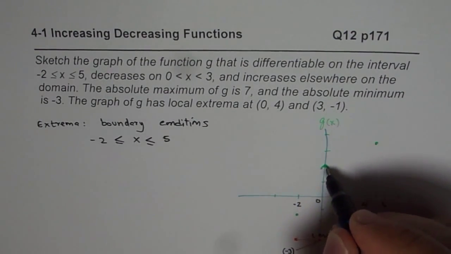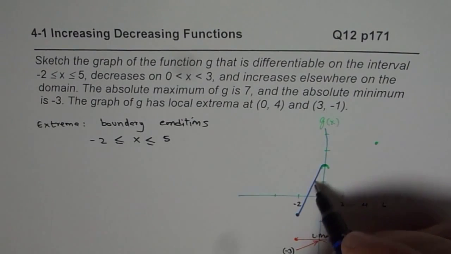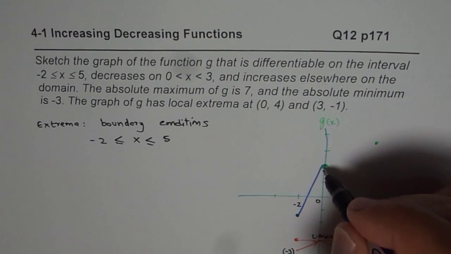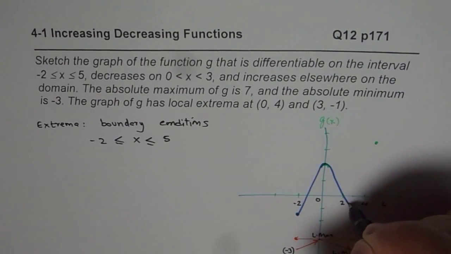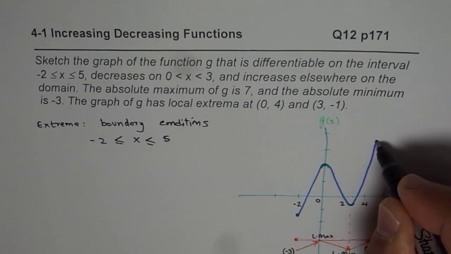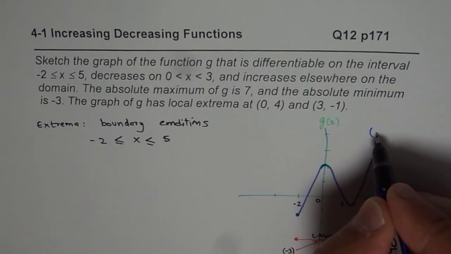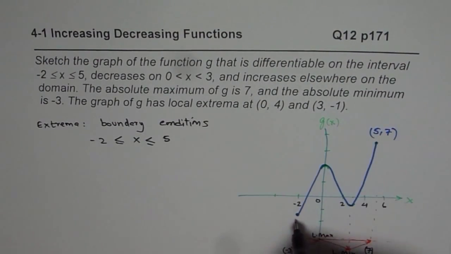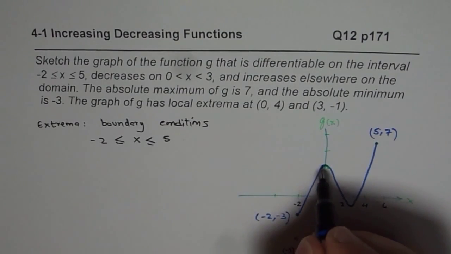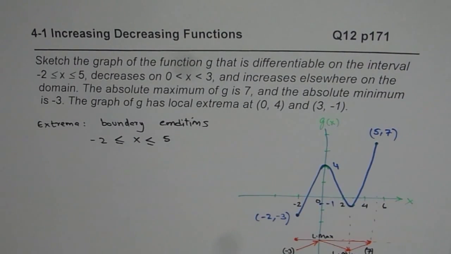Now from these, we can sketch the graph. So the function should look like this. That is how the graph is. It increases in this interval and then comes down to the local minimum value of -1 and then further increases to the absolute maximum value of 7. At 5 we have 7, and here at -2 we have the absolute minimum -3, and these are our local maximum and minimum points. So -1, you get the idea. That should be the graph of the function.